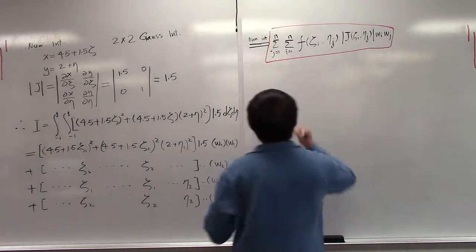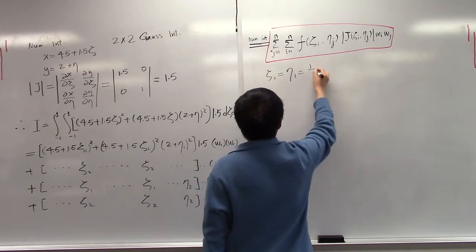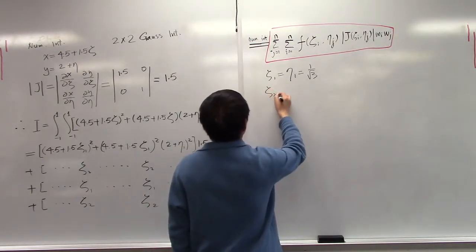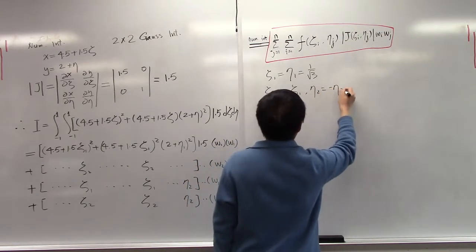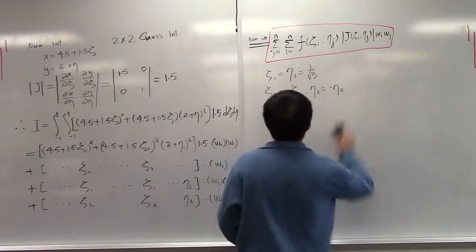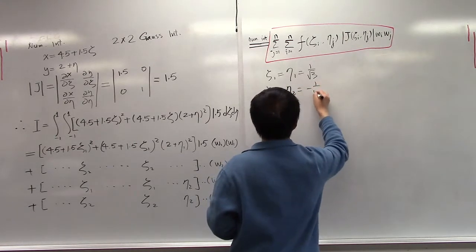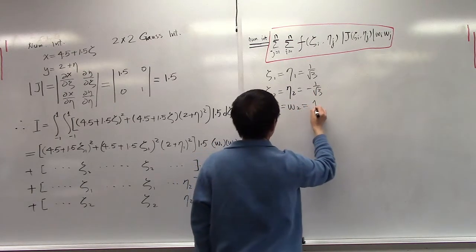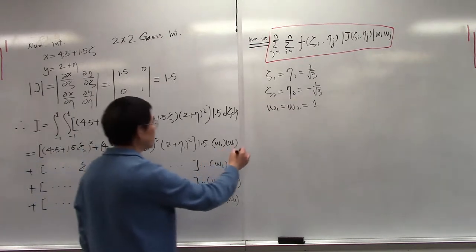So what are these theta 1 and theta 2? Theta 1 is equal to eta 1 is equal to 1 over root 3. Theta 2 is negative theta 1. Eta 2 is negative eta 1. Or let me write it this way: negative 1 over root 3. And also W1 is equal to W2 is equal to 1. I checked the tables in the textbook, okay? We derived it yesterday.